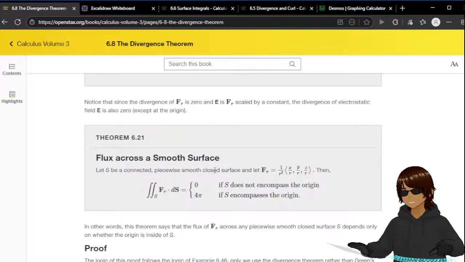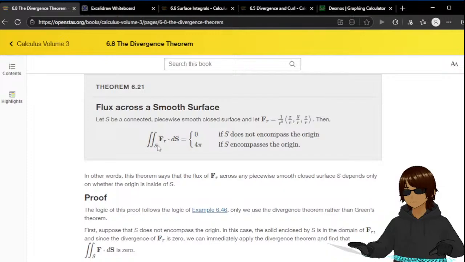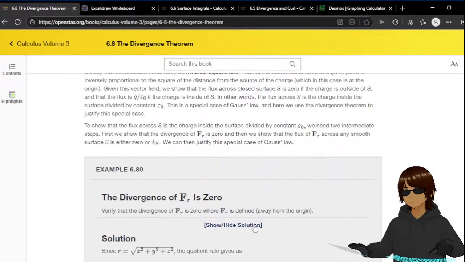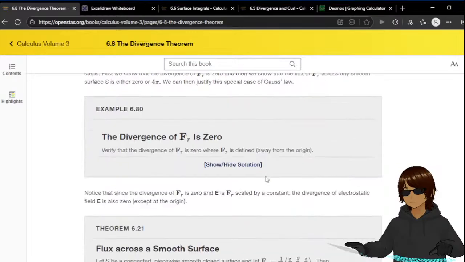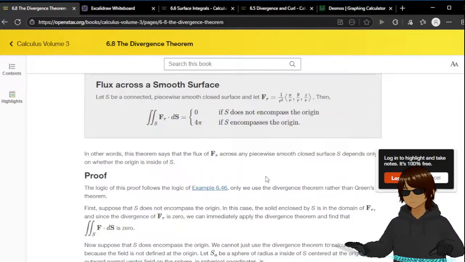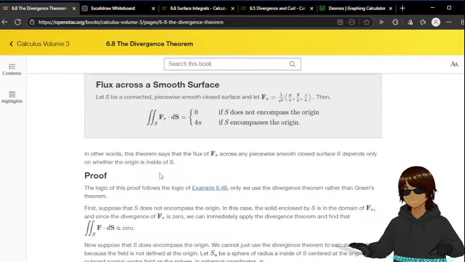Let S be a connected piecewise smooth closed surface and let F(r) equal 1 over r squared. Then we have this: 0 if S does not encompass the origin, and 4 pi if S encompasses the origin. In other words, this theorem says that the flux of F(r) across any piecewise smooth closed surface S only depends on whether the origin is inside of S.